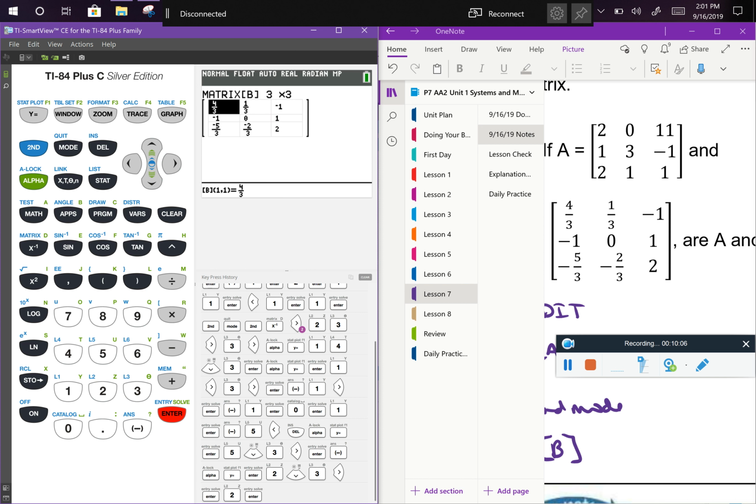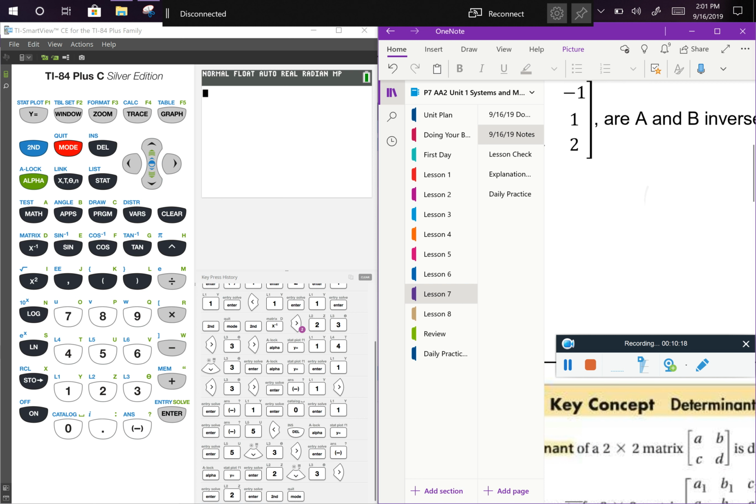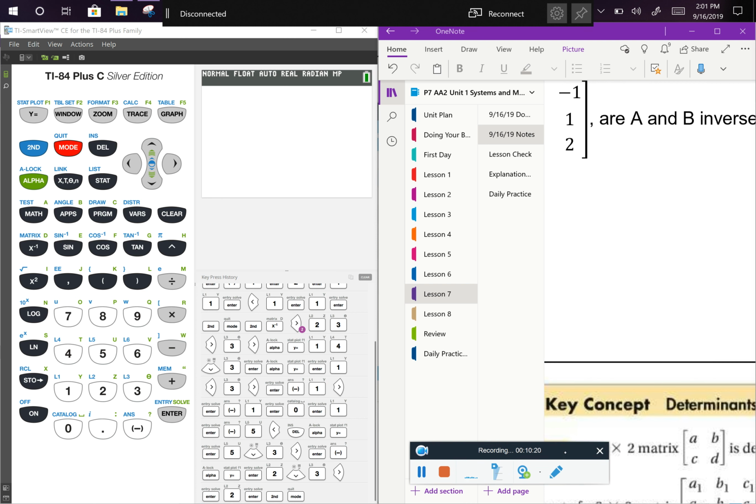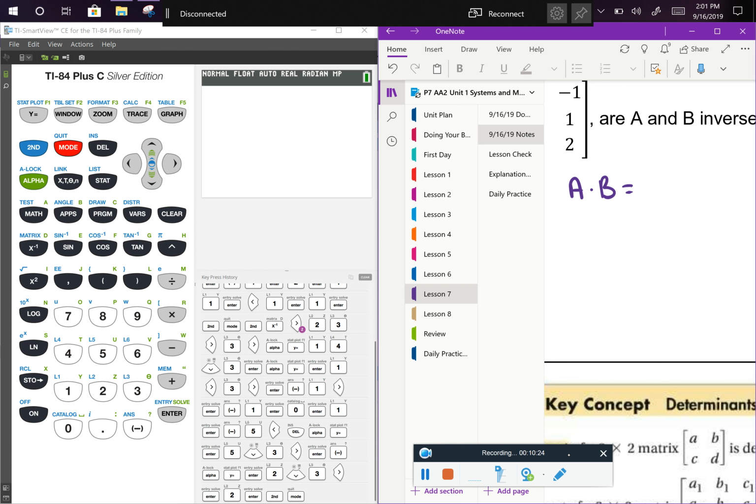All right, so we get our whole matrix in there. And then you quit out of there. So both of your matrices are stored. So now we're going to have a couple things to do. First, we're going to need to do A times B. So matrix A times matrix B, and we're going to get an answer.